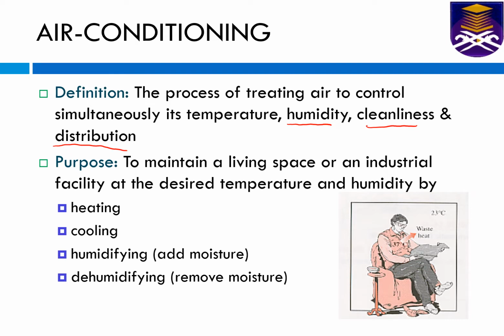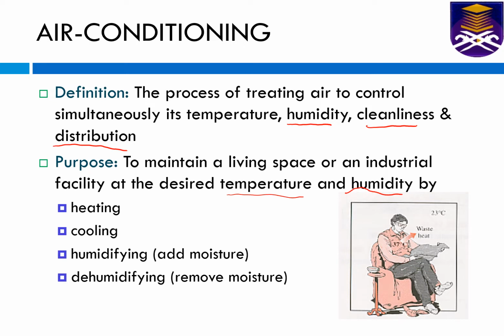So the purpose of the air conditioning process is to maintain the living space or an industrial facility at the desired temperature. The living spaces, for example domestic, and then the facilities, for example shopping malls, shopping complexes, offices, then operation theaters, are required to maintain the desired temperature and humidity. Each human has their own human comfort level zone, which depends on the temperature and the humidity that can be accepted by the human.